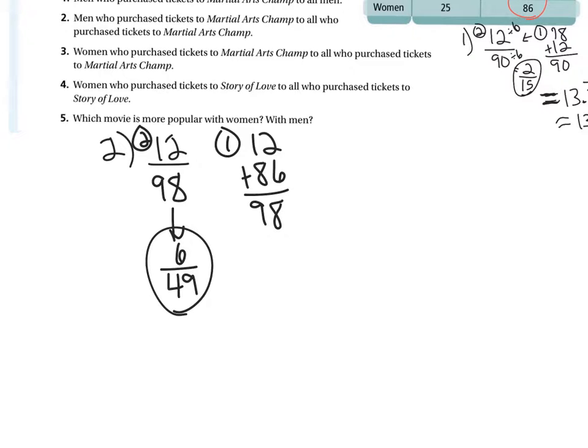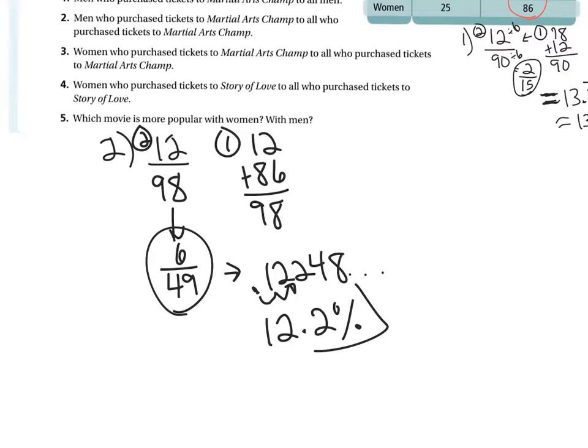That's our ratio, and then the percent. When you divide that out, 6 divided by 49, you get something like this. And again, I'm saying round to the nearest 1/10 of a percent is what I meant. So move your decimal 2 spots to the right, which changes your decimal to a percent. And then this is either 12.2% or 12.3%. It's closer to 12.2%. Okay, so 12.2% of the people who watched Martial Arts Champ were men.